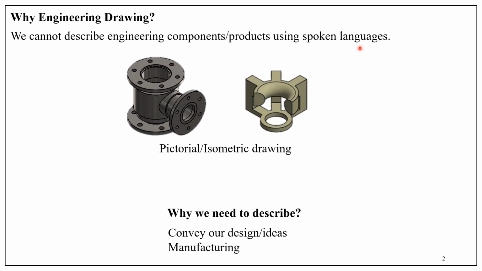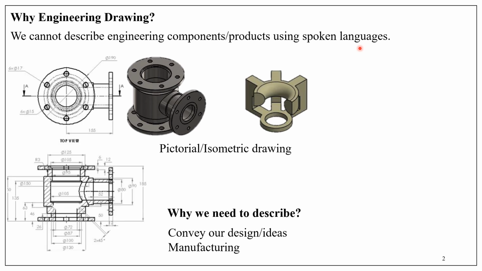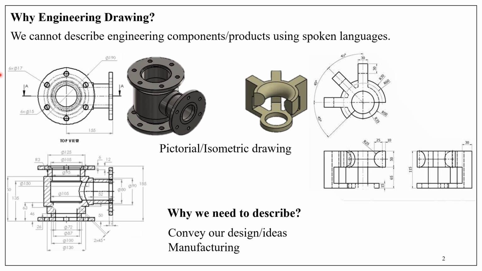The drawback in this drawing is all the details cannot be given. Also, it is very difficult to draw. Therefore, we go for another drawing like this. So this drawing represents the first component and this drawing represents the second component. So what are these drawings called? These drawings are called orthographic projection.